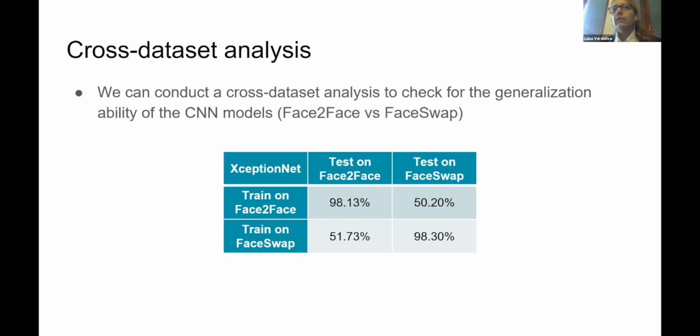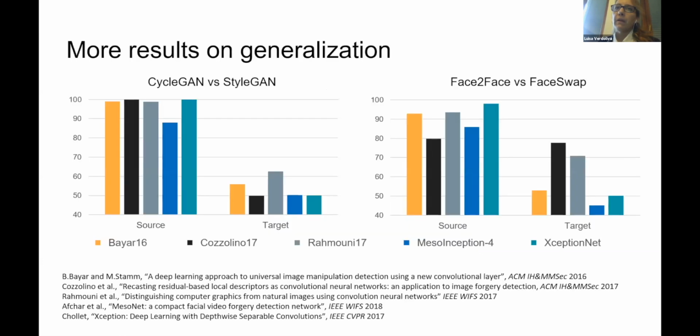So this cross-dataset analysis showed that all these methods are very effective if you have the examples in training. But if you have different types of manipulations, or even a different pipeline of the data, then the performance can be very bad.